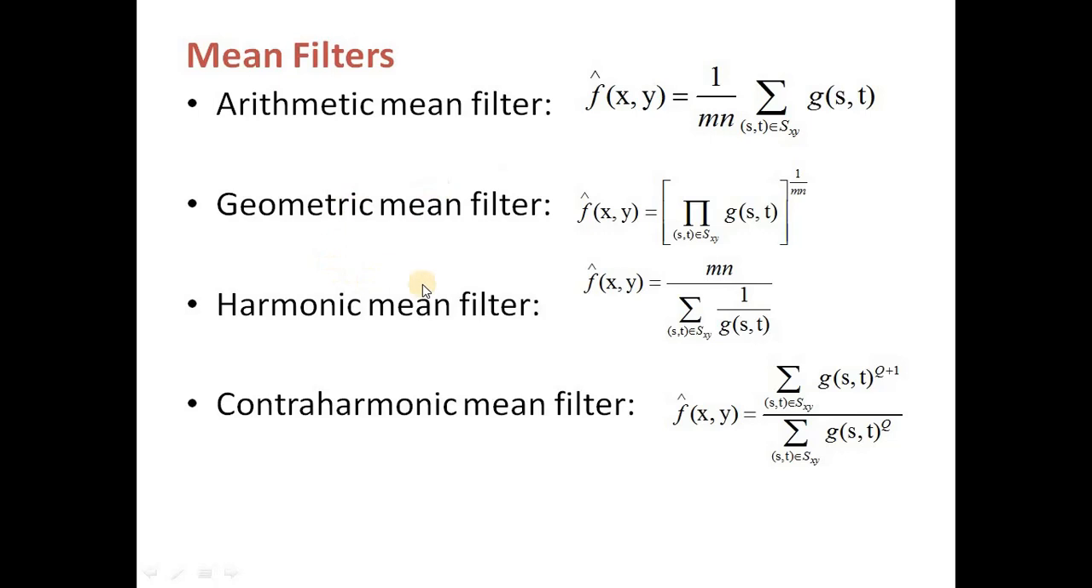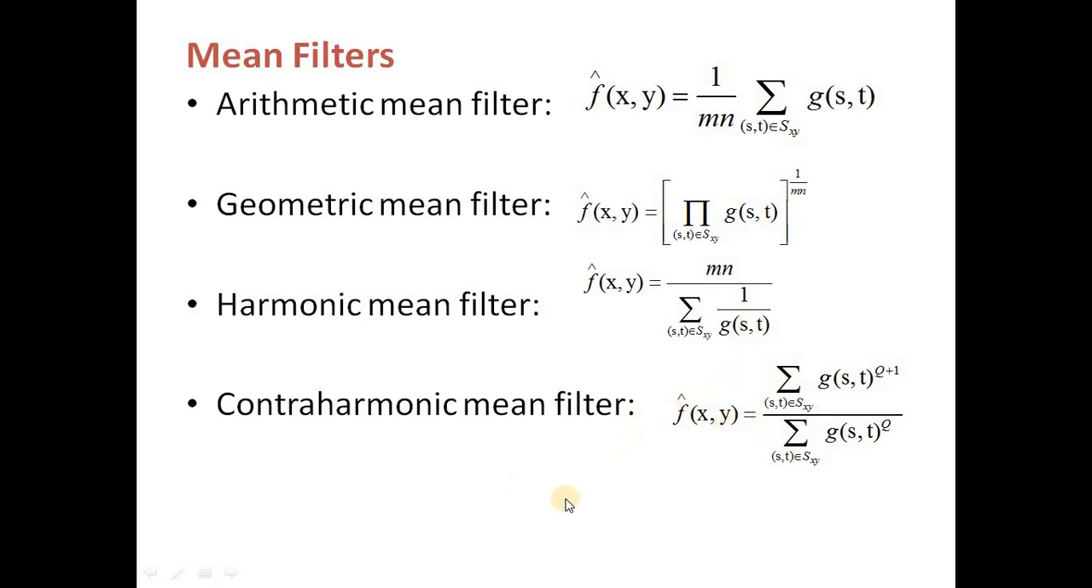Then comes the harmonic mean filter. The harmonic mean filter expression is given by f cap of xy equals mn upon the summation of 1 upon small g of st. A harmonic filter works very well for salt noise, but it fails for pepper noise. It also does fairly well for Gaussian noise.